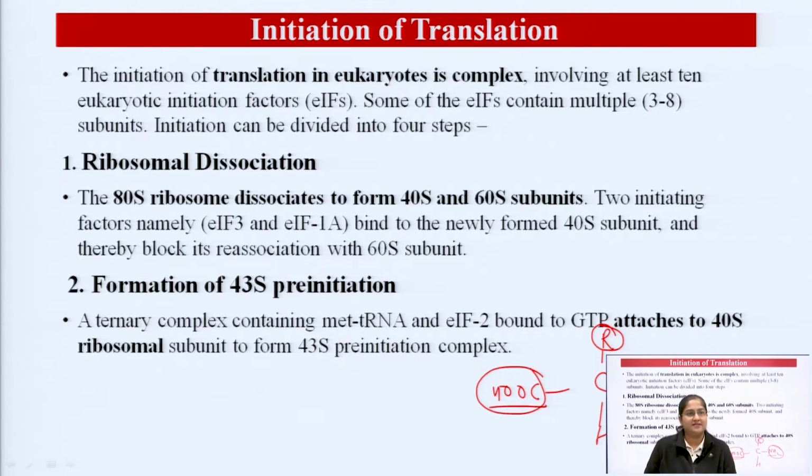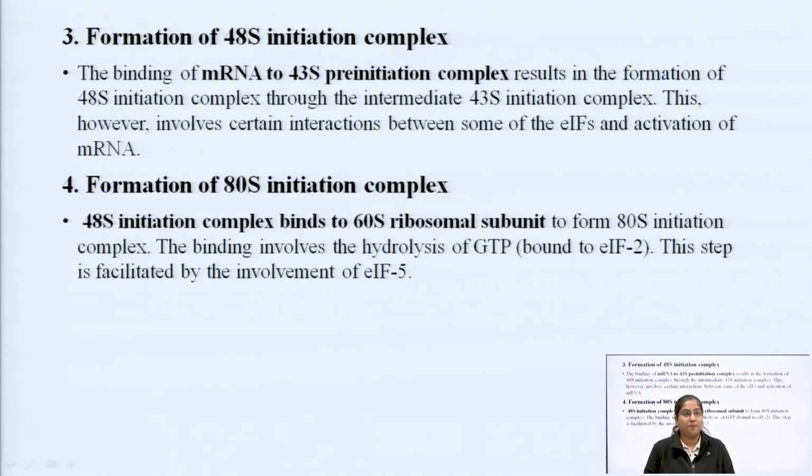Two initiation factors, namely EIF3 and EIF1A, bind to the newly formed 40S subunit and thereby block its reassociation with the 60S subunit. That means we need this 40S subunit very importantly. A ternary complex containing Met-tRNA and EIF2 bound to GTP attaches to the 40S ribosomal subunit to form a 43S pre-initiation complex. So now the 40S ribosome becomes the 43S pre-initiation complex.